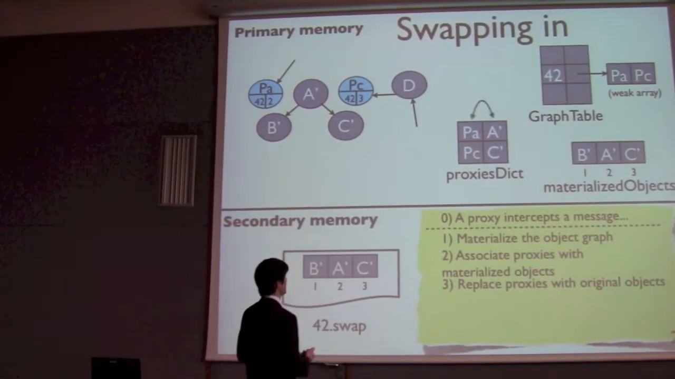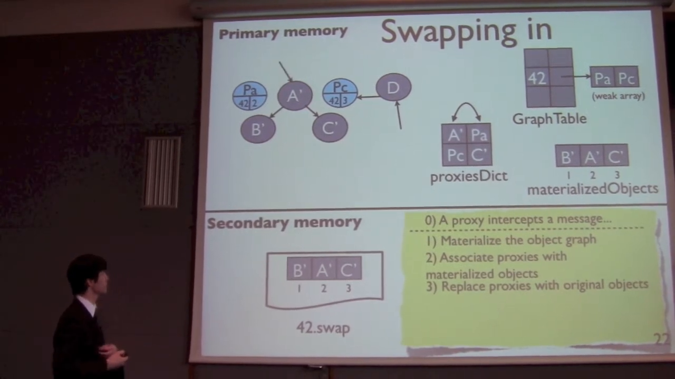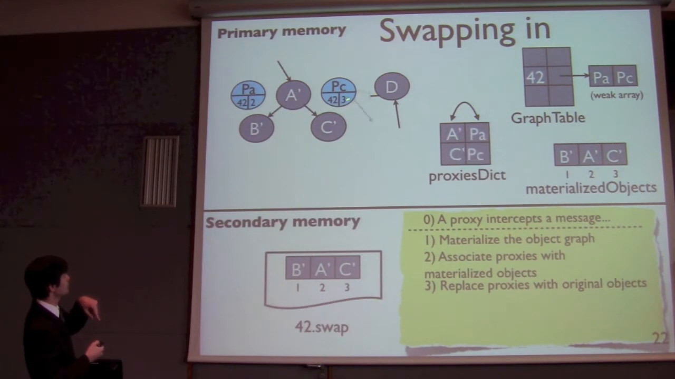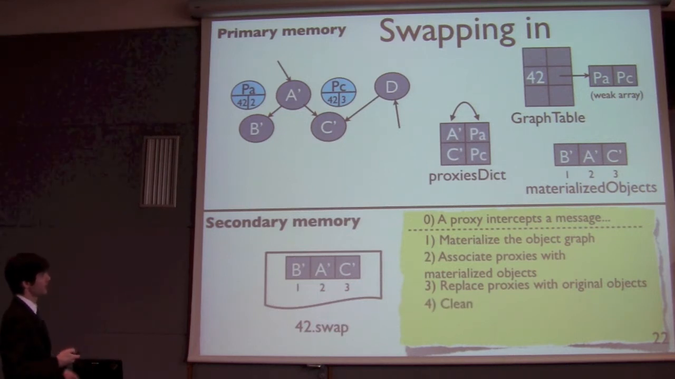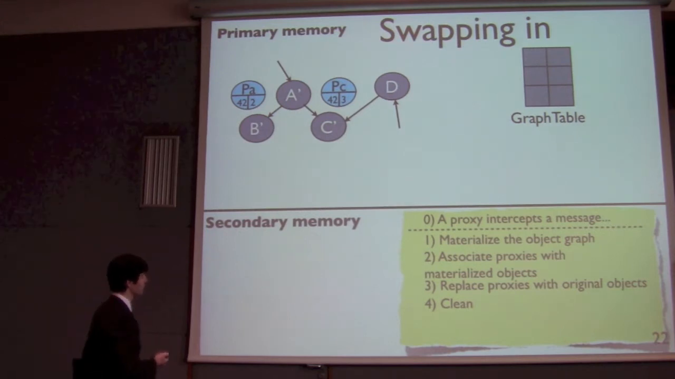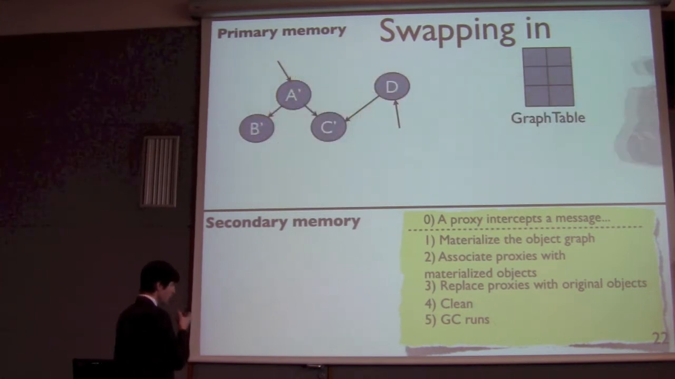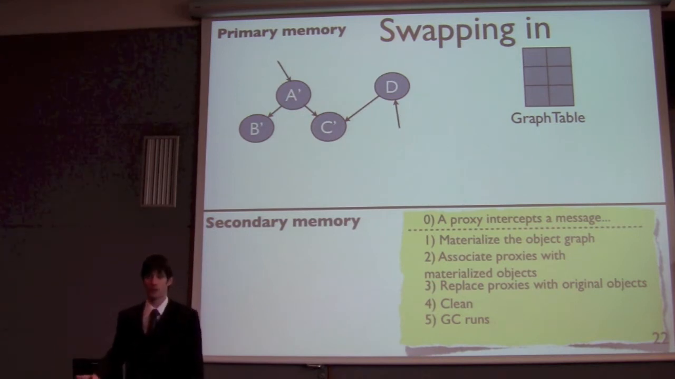Now it's time to replace them. So we replace just as we did in the previous case. We replace all pointers that were pointing to the proxy, so that now they point to the materialized object instead. Now we can do some cleaning. Basically, I just need to remove all temporal data. So now if the garbage collector runs, it will garbage collect these proxies because nobody is referring to them. So now we got back the original object graph that we had before the swapping.